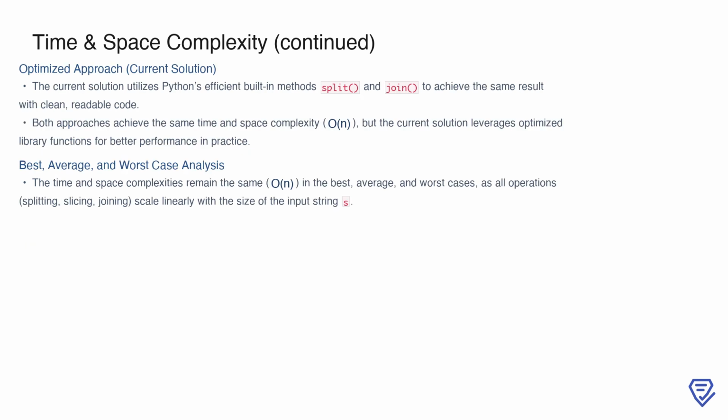The optimized approach used in this solution leverages Python's built-in split and join methods to achieve the same result more cleanly and efficiently. Both the naive and optimized approaches share the same time and space complexity of O(n), but the current solution benefits from the optimization and readability of standard library functions. Lastly, the time and space complexities remain consistent across the best, average, and worst cases. This is because the operations of splitting, slicing, and joining all scale linearly with the size of the input string, ensuring that the complexity is always O(n), regardless of the input characteristics.